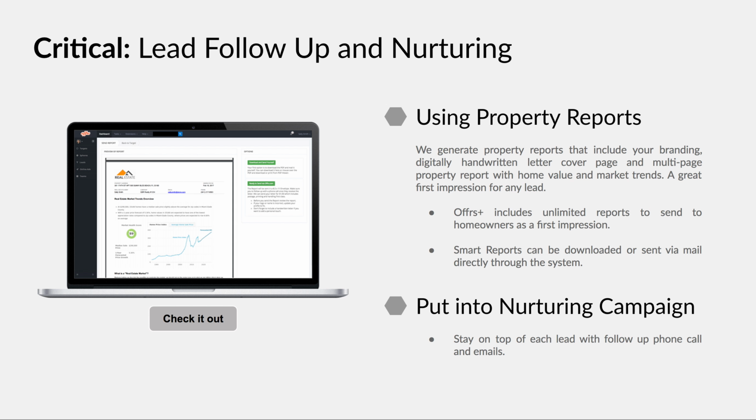So what we recommend is generating what we call a property report. You can do this with a handwritten note on top of it, and you can mail it right through our system, or you can print it out and do it yourself. And then ultimately add that person to a nurturing campaign, making sure that you stay on top of them, reminding you to call them, reminding you to do the follow-up call after a week or after a month. And then, of course, driving them to answer the phone or to connect with you will allow you to qualify that lead and move them to the next phase.